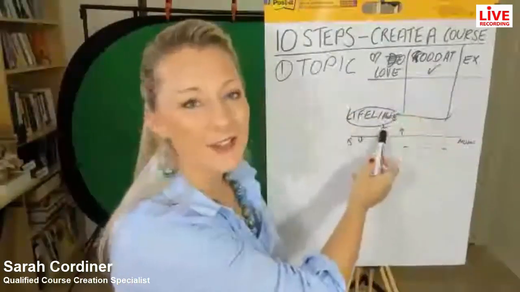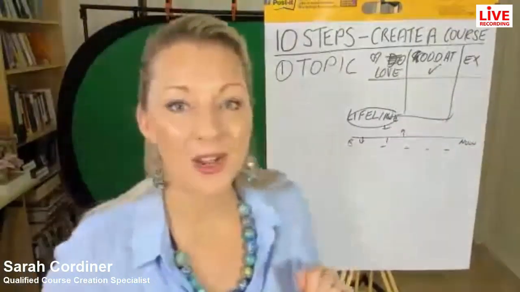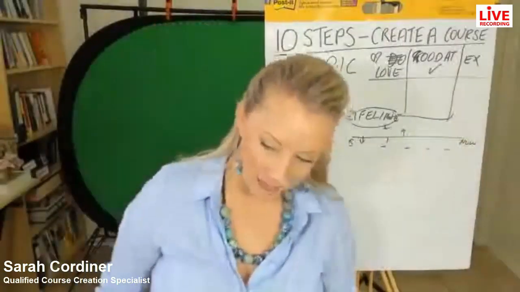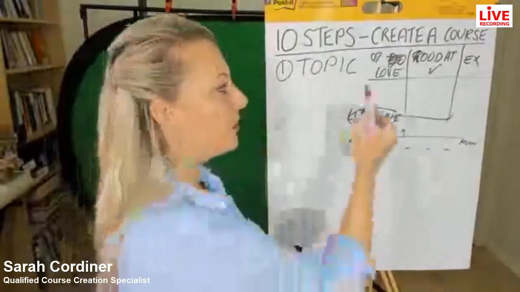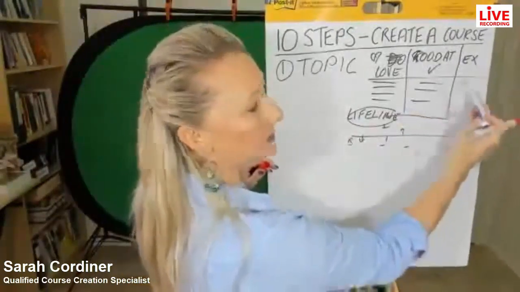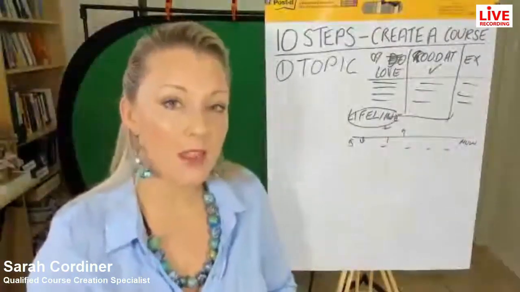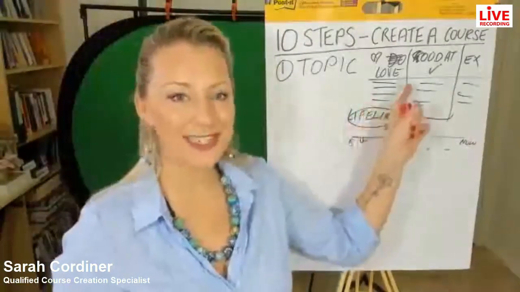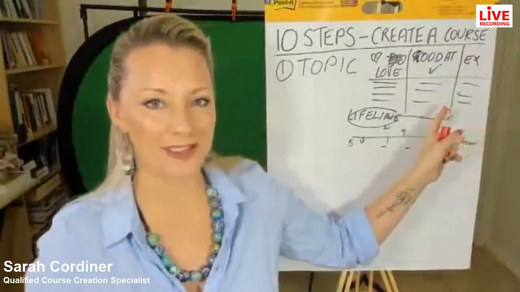So 20 things that you love, write them down in that column. Then write down 20 things that you are good at, and then 20 things that you have experience in. The next thing you're going to do, once you've written down each of those 20 things in each of these columns, is go through and mark them out of 10 based on how much you love it, how good you are at it, and how much experience you have in this.